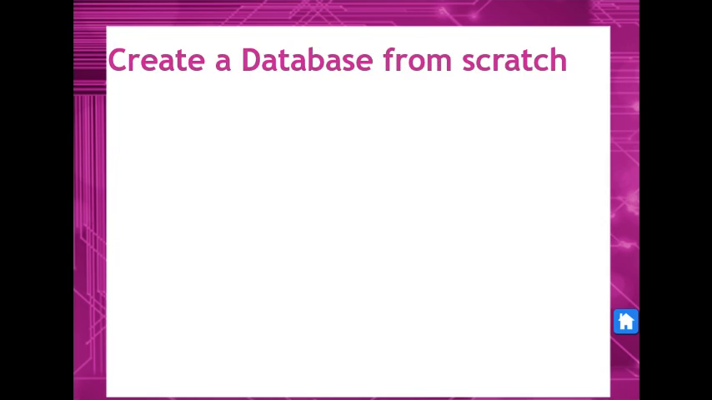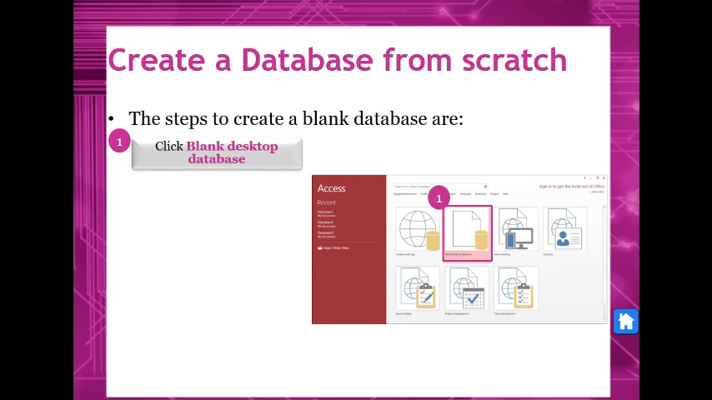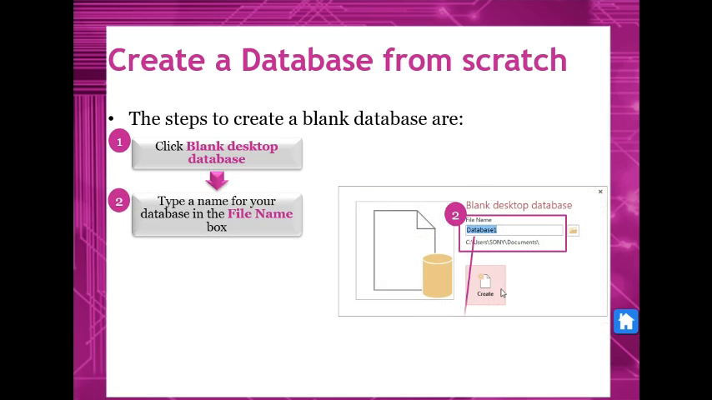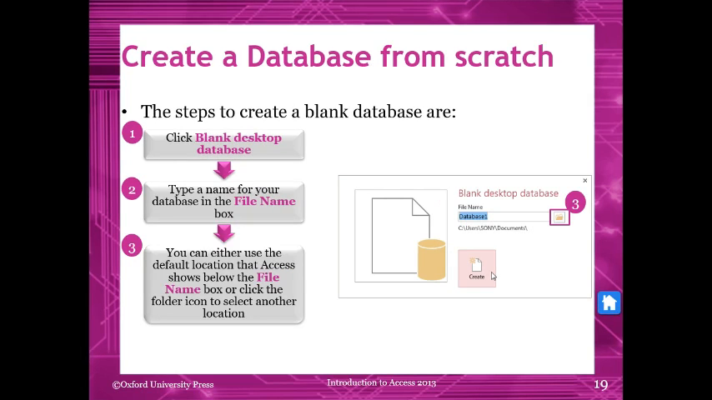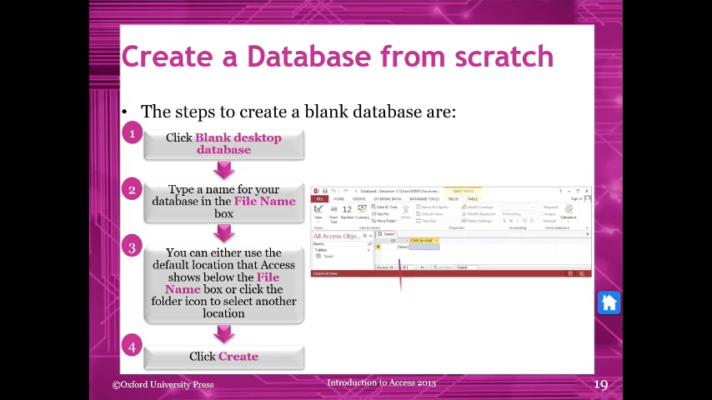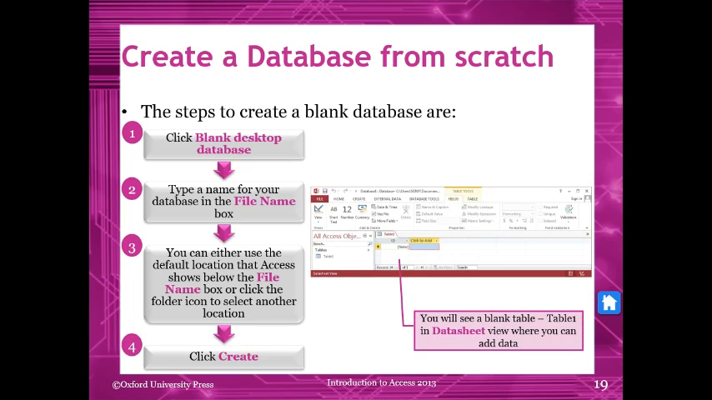Create a database from scratch. The steps to create a blank database are: click Blank desktop database, type a name for your database in the file name box. You can either use the default location that Access shows below the file name box, or click the folder icon to select another location. Click Create. You will see a blank Table1 in datasheet view where you can add data.